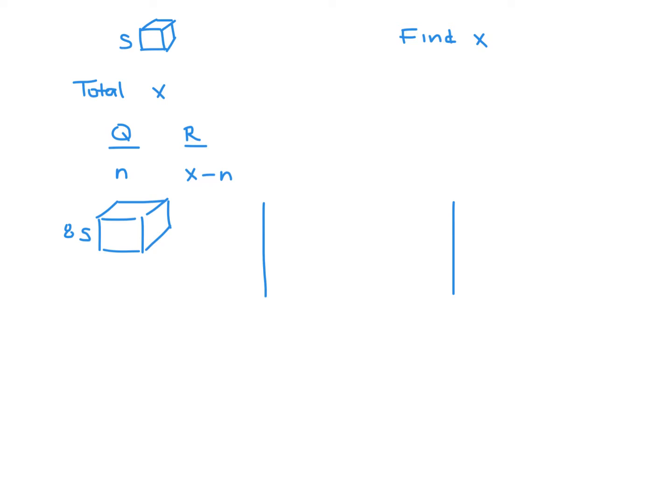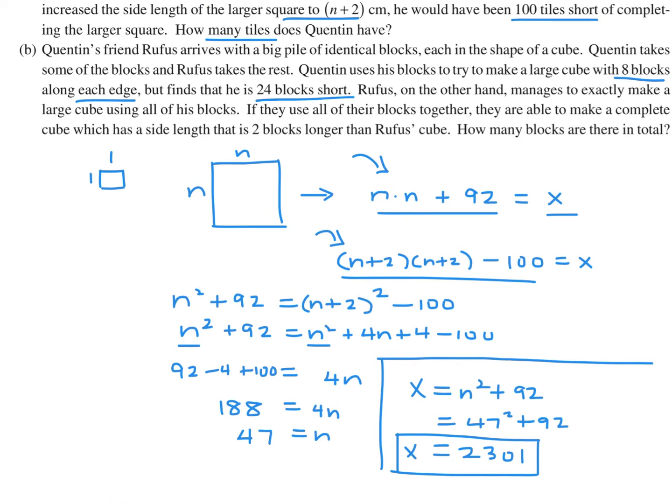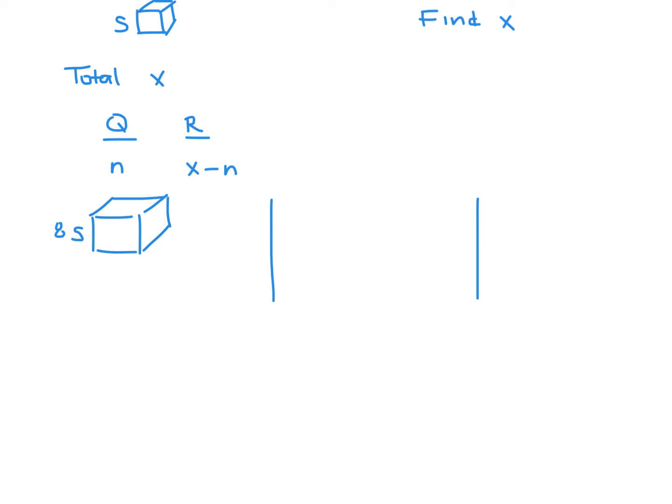But then it's 24 short. Yeah, 24 short. So in an equation, it would basically be 8S. We're figuring out volume this time, so it's cubed, minus 24 short, and the volume of each of these guys is S to the power of 3. And that is equal to the volume of all the cubes that Quentin has. And he's got n of them, and each of them has a volume of S to the power of 3. So that's basically the setup of the first one.